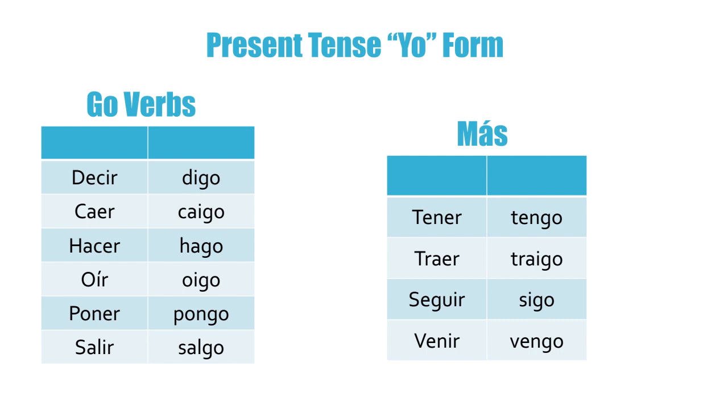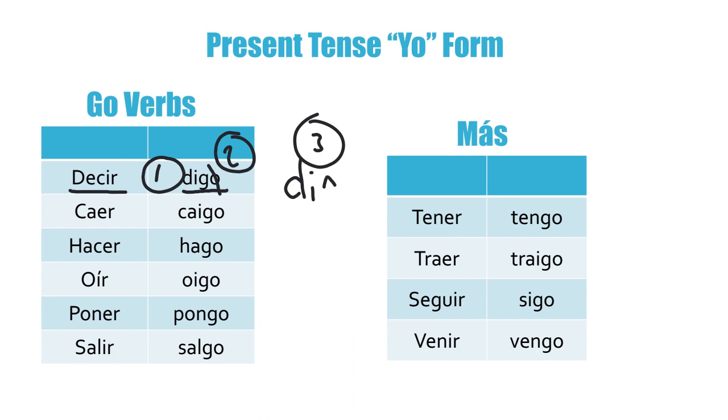So for example, with decir up here, we do step 1, which is go to the yo form of the present tense, which is digo. Step 2, we get rid of our o. Step 3, we add the opposite ending. Since decir is an IR verb, it would usually end in an E. We add an A instead. So diga, dígame, tell me.